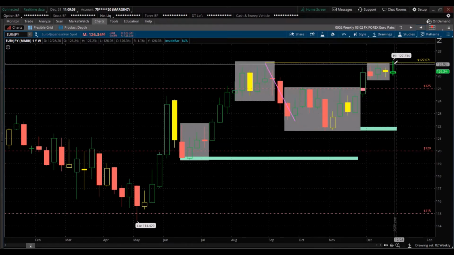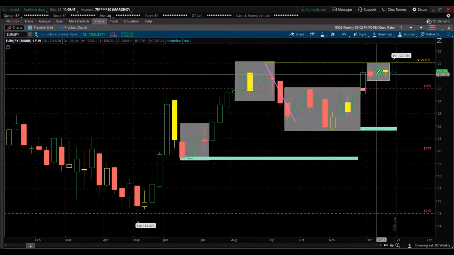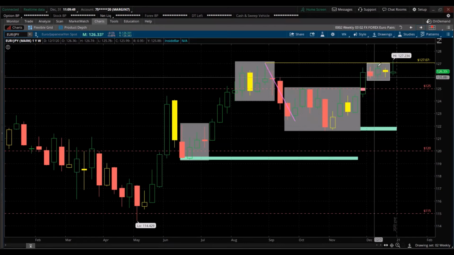This is a weekly. We also took out the swing high. This yellow horizontal line is a swing high. We took it out this week in this consolidation, but we're back inside this range. But again, the strength is still on the upside of the euro against the yen.